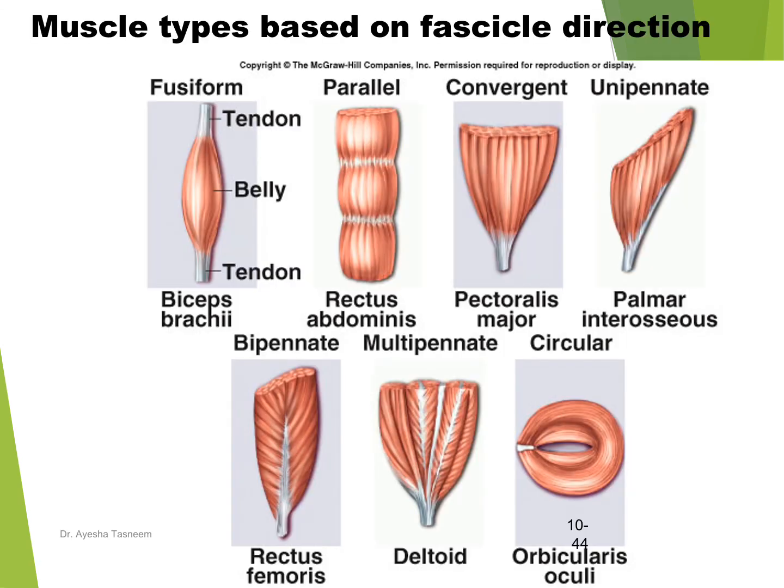Now we come to the summary. This is a summary of the muscles in which you can see the fusiform, the parallel, convergent, unipinnate, bipinnate, multipinnate, and the circular muscles.